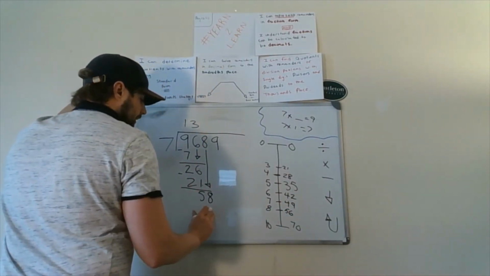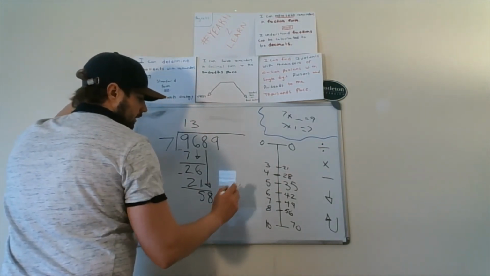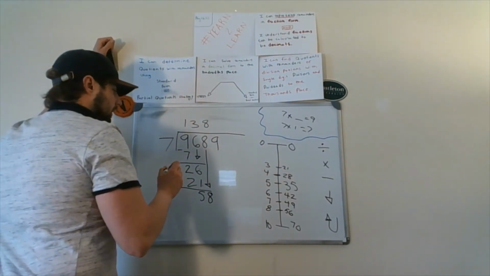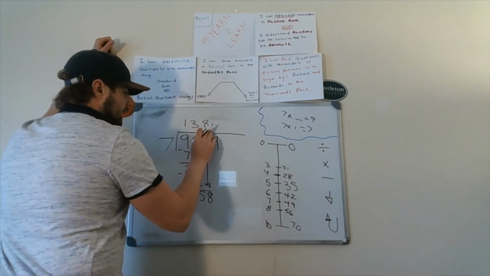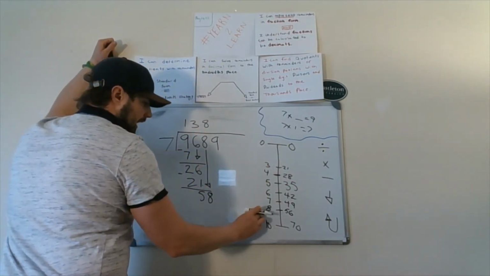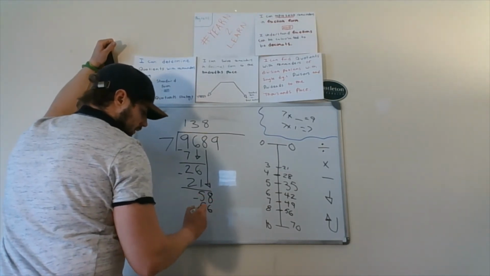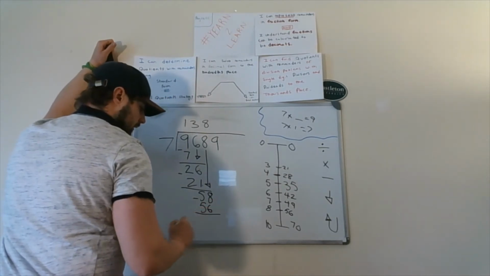7 does not go into 58 evenly. The closest we can get is 8 groups of 7. Equal groups. That's what we're working with. I divided. I need to multiply. 7 times 8 gave us 56. We multiplied. We need to subtract.